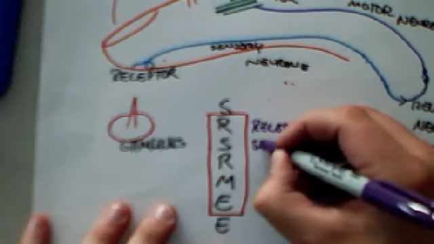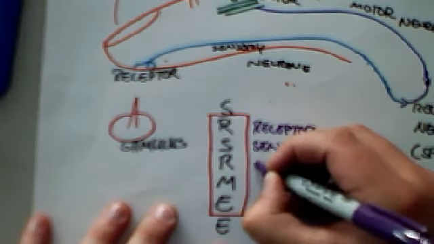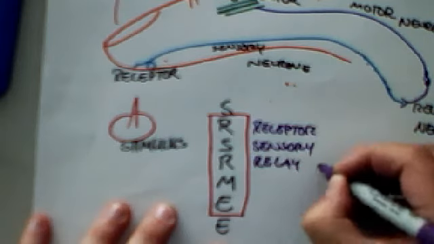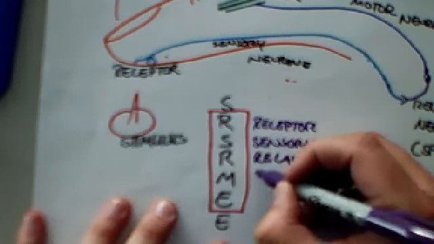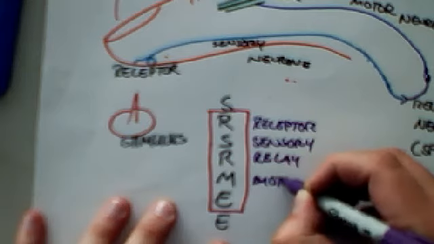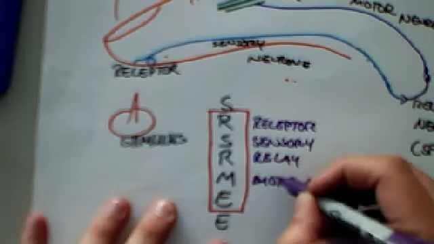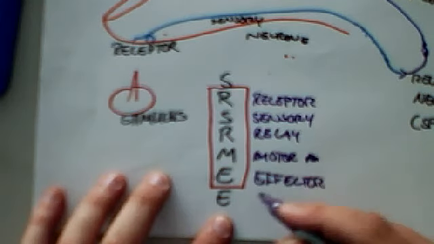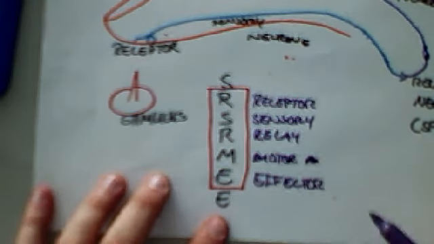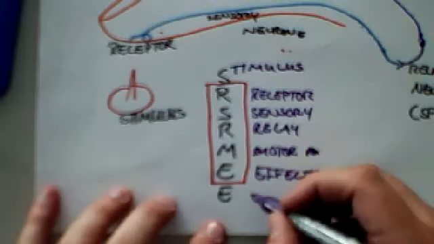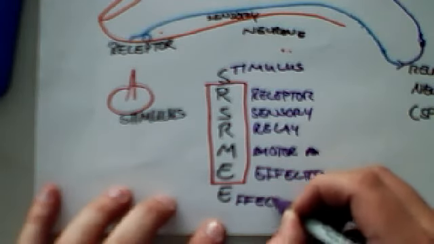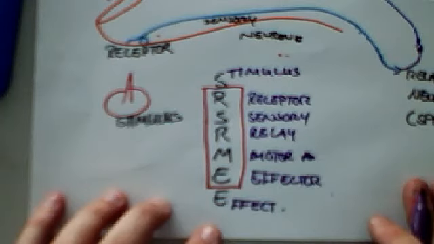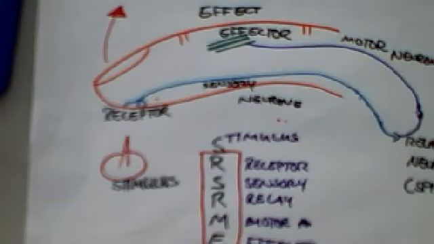My sensory neuron brings a message to my relay neuron. My relay neuron, which is in the spine, so that we don't have to think about it too hard, translates this message for my motor neuron. My motor neuron then causes my effector to move, or to be stimulated, which then causes an effect. And remember, a stimulus is something in the environment that causes a reaction, and an effect is the reaction that we have. Okay. Oh, that's not a bad drawing, really.